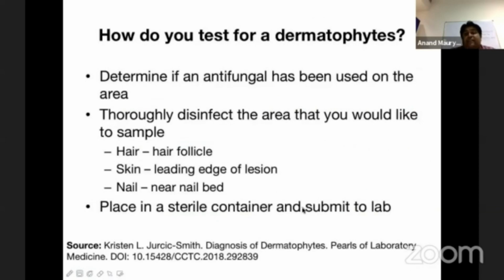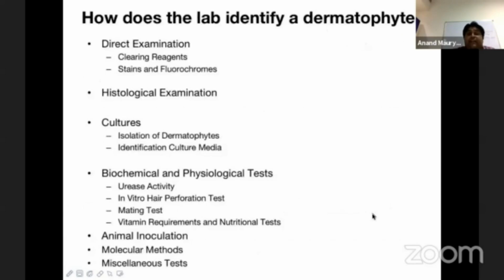Now, how do you test for a dermatophyte? First determine if an antifungal has been used on the area. Properly disinfect the area from which you would like to take the sample. In the case of hair, take the hair follicle. In the case of skin, take the leading edge of the lesion. In the case of nail, the area near the nail bed is required. Place the sample in a sterile container and submit it to the lab for identification. This is the approach given.